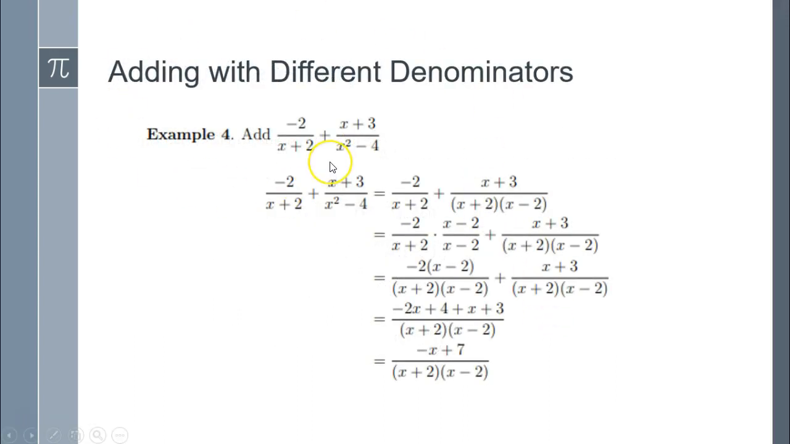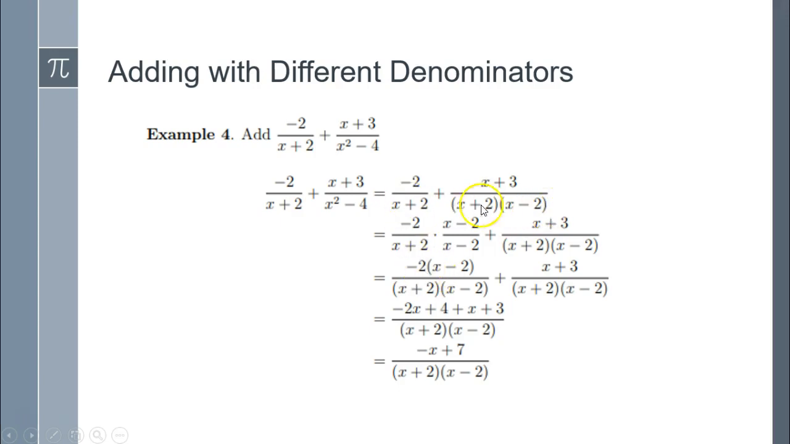So here's an addition problem where the denominators are different. The first denominator is x plus 2, that's already completely factored. The second denominator is x plus 2 times x minus 2. So x plus 2 times x minus 2 is my common denominator. I don't need the x plus 2 twice, because in any individual fraction it only occurs to an exponent of 1 in the denominator. So I can use x plus 2 times x minus 2, and x plus 2 from the other fraction is a factor of that.